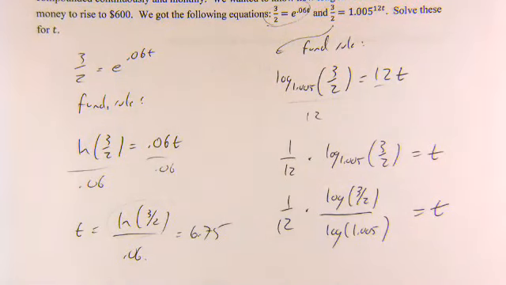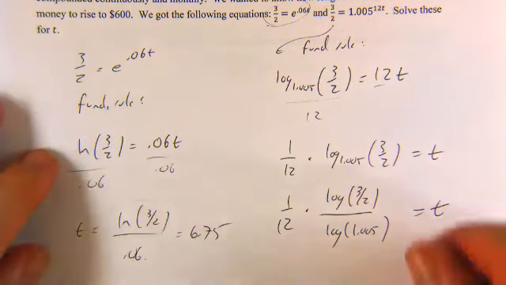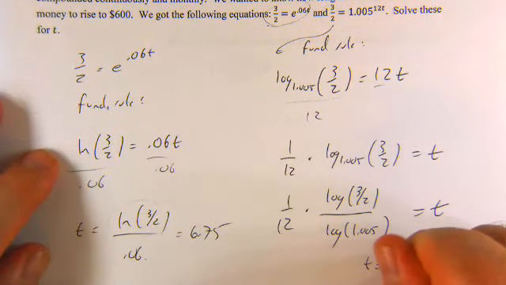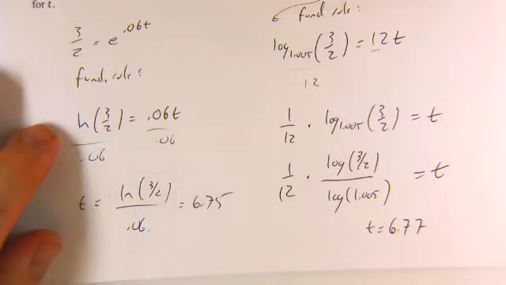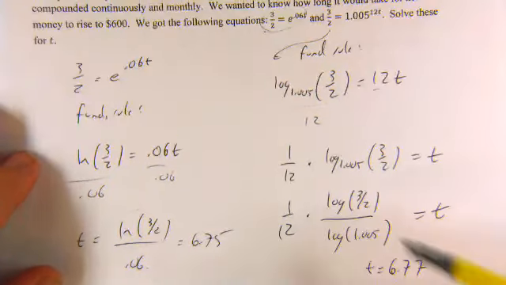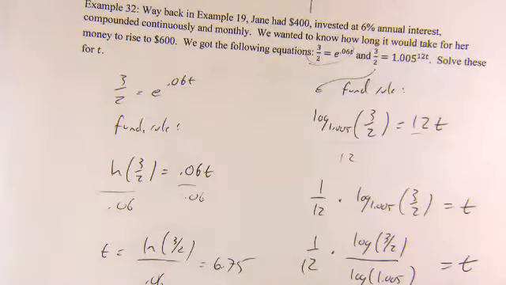And you can calculate that because your calculator can do base 10 logarithms, and it ends up being 6.77. So compounding 12 times a year takes a little bit longer than compounding infinitely often. But this is the change of base theorem. So we have, we'll get to a summary in the next lecture.